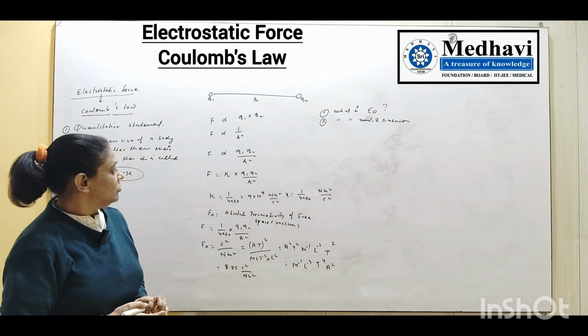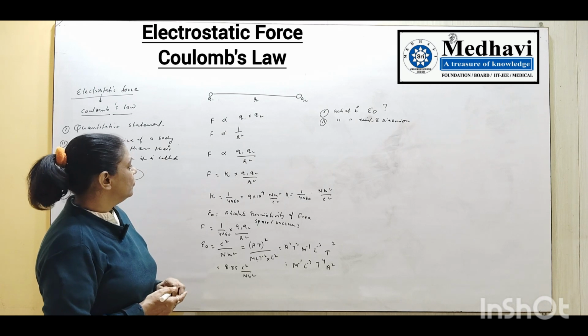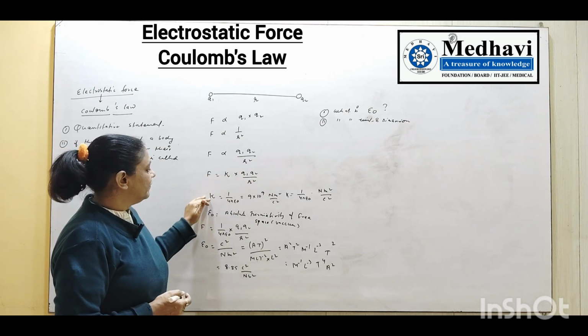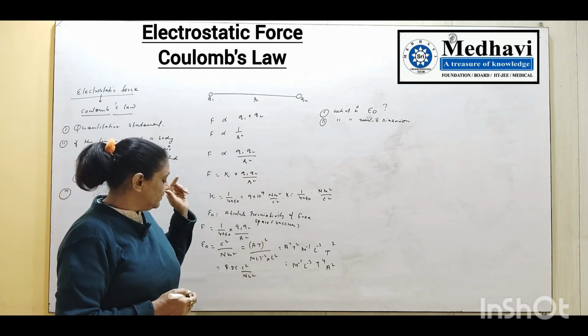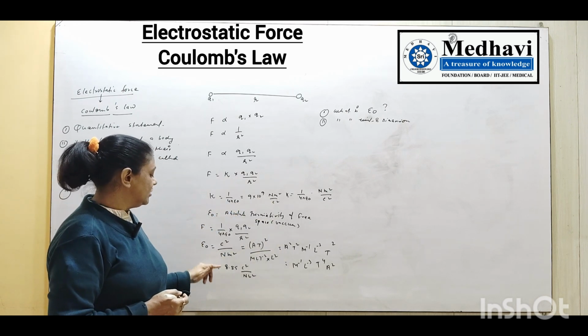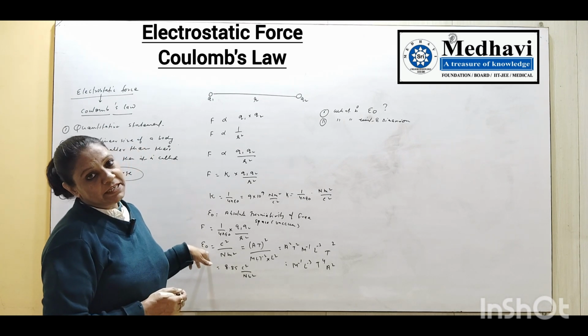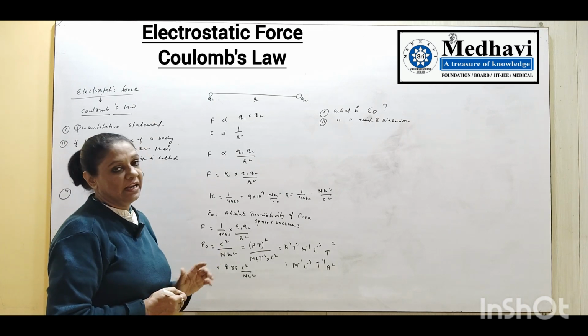So when we are going to solve numericals based on Coulomb's law, we have to use this formula and we have to learn the value of K, that is 9 into 10 to the power 9 Newton meter square by Coulomb square. Sometimes we have to know this part also, because if there is information related to absolute permittivity in a question, then you have to know its value.